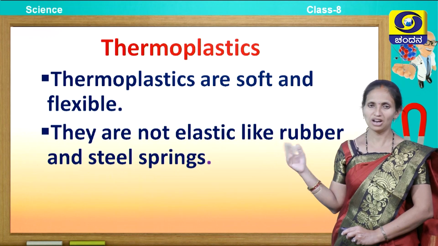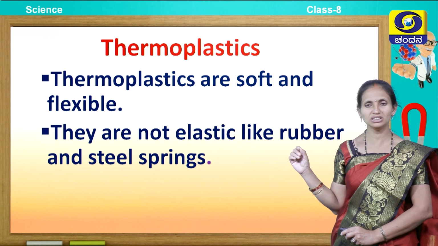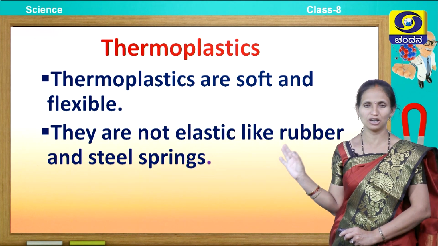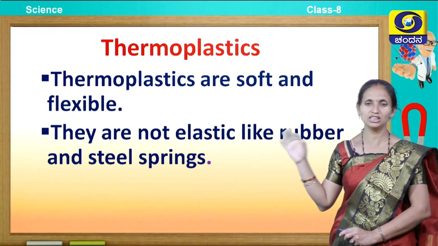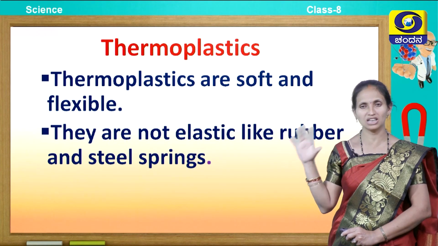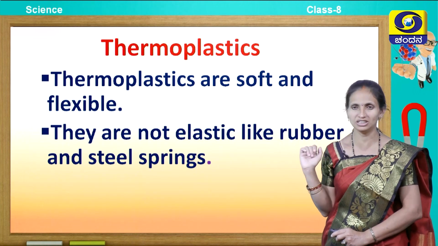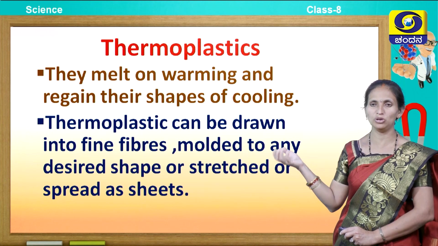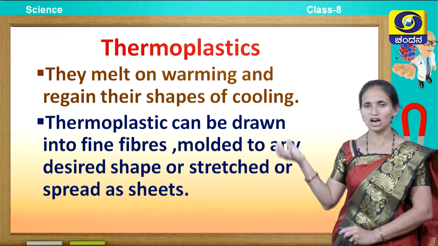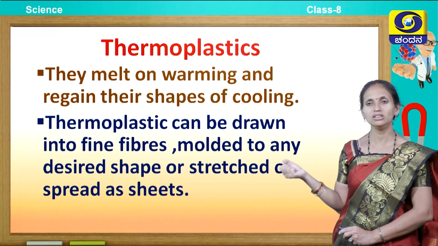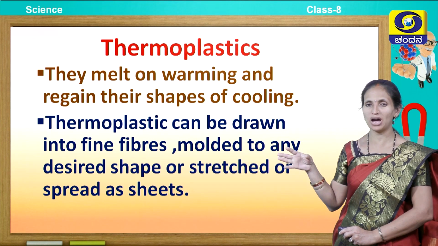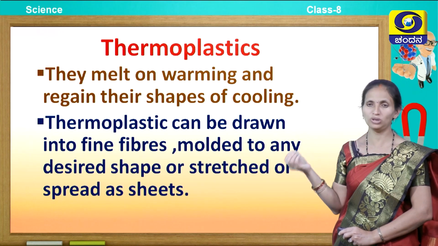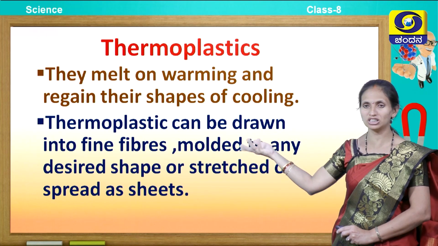They are soft and flexible. Thermoplastics are not elastic like rubber or a steel spring; they are flexible but not elastic in nature. Thermoplastics melt on warming. When you warm them, they start melting and they regain their shape again on cooling. So, they are reversible plastics.